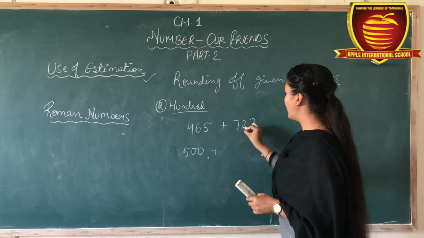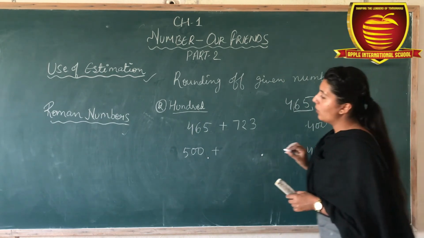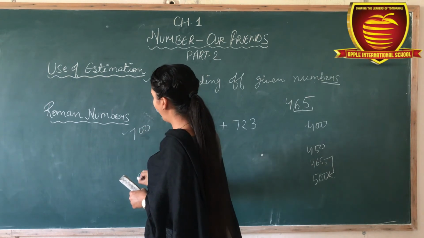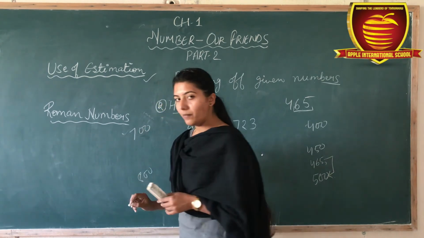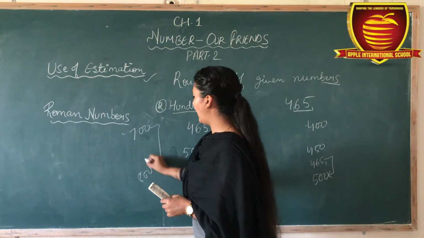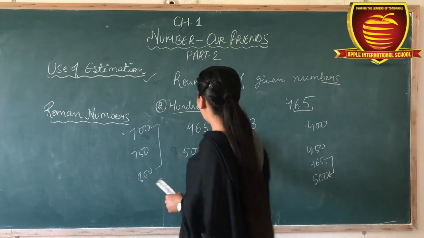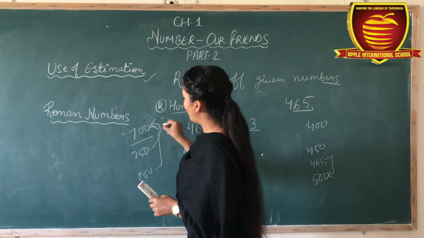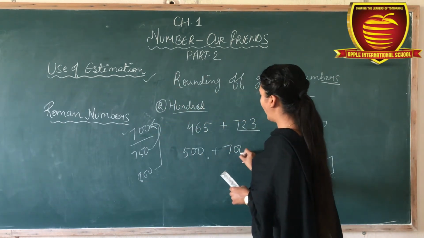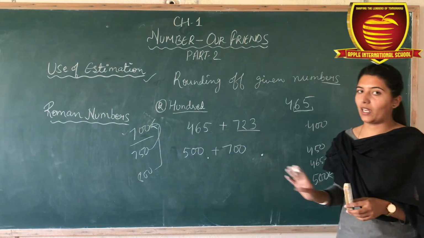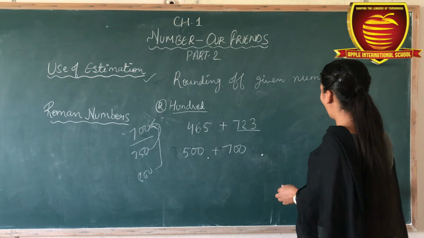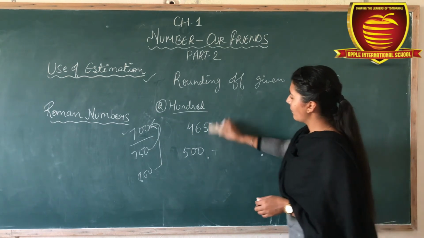Okay, plus 723. Now we see that 723 comes between 700 and 800. The middle of these is 750, and 723 lies below it. So it comes to the approximate value 700. Now we can add these numbers. Is it clear to all of you?